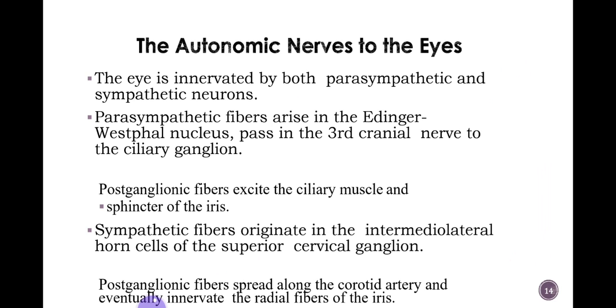Parasympathetic fibers arise in the Edinger-Westphal nucleus and pass in the third cranial nerve to the ciliary ganglion. Postganglionic fibers excite the ciliary muscles and sphincter of the iris. Sympathetic fibers originate in the anterolateral horn and reach the superior cervical ganglion. Postganglionic fibers spread along the carotid artery and eventually innervate the radial fibers of the iris.